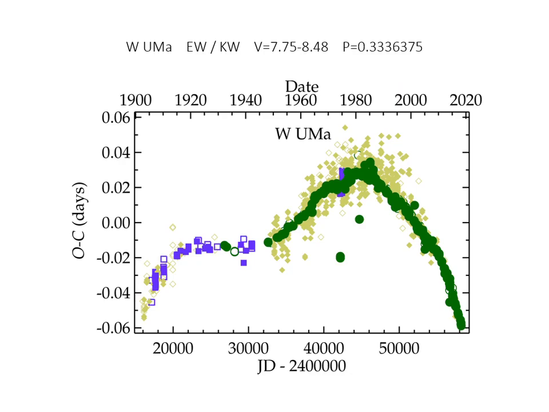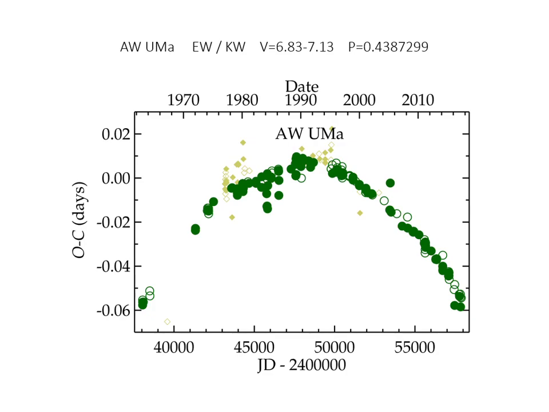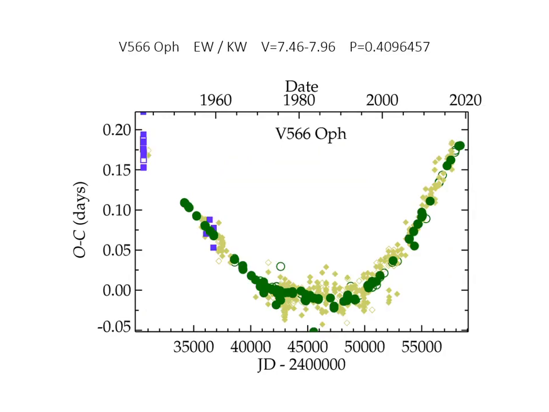So, W UMa, the archetypal system. It has a very complex behavior. It is not clear what is going on there, but it's clearly on a short time scale. Here we have another W UMa system, and here there is an indication that the period change, although it is generally decreasing, is made up of linear segments. And there's also evidence of a third body in this system as well.